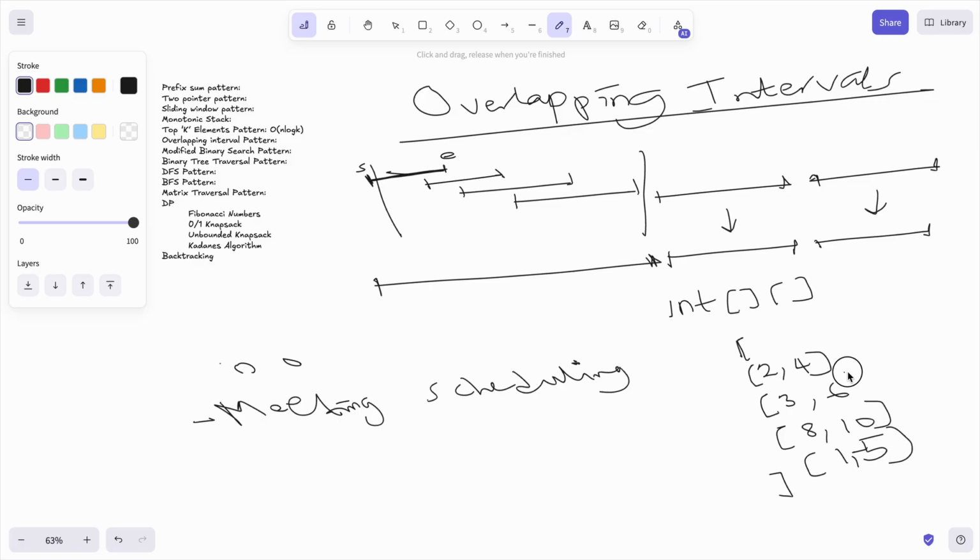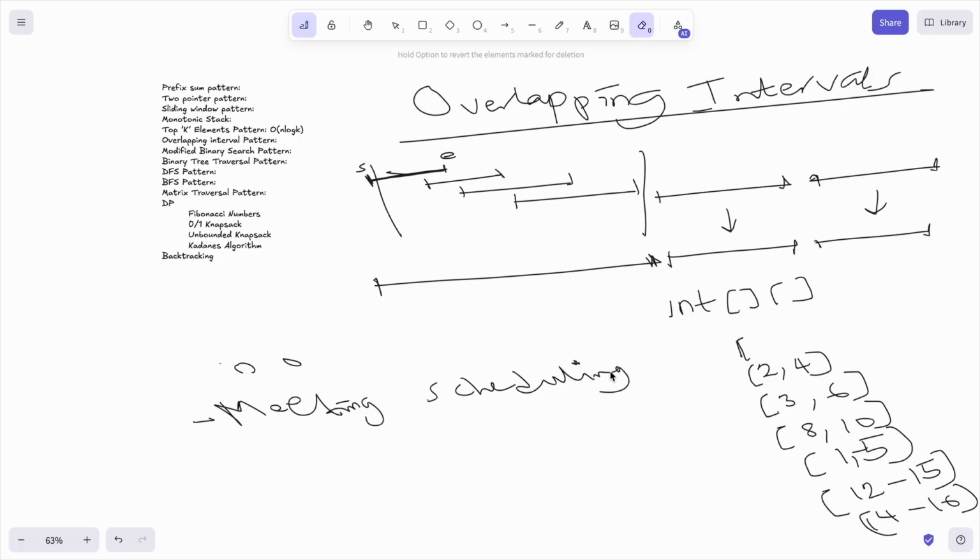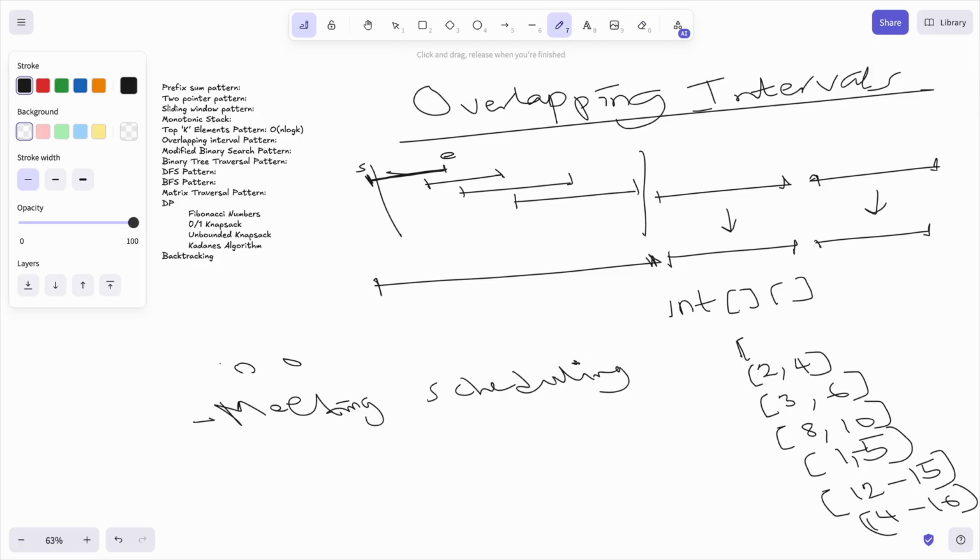And actually I think we should do more. Let's say we have another input from 12 to 15. And then let's say we have another one from 14 to 16, and the question says we should merge the overlapping intervals in this input. So this is the question.